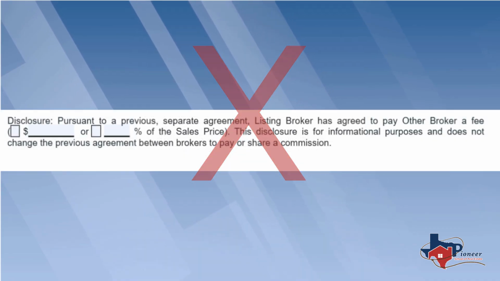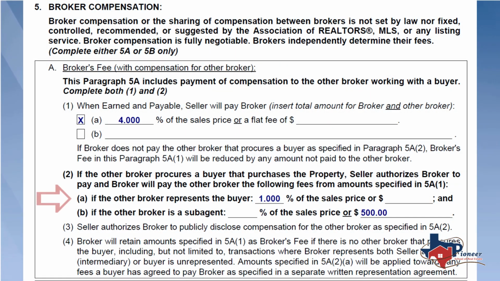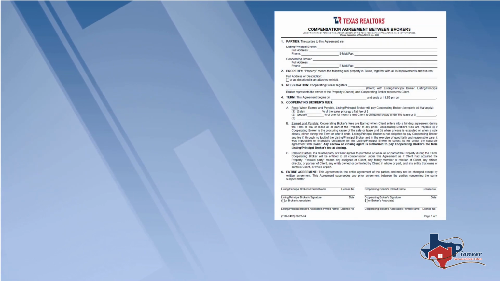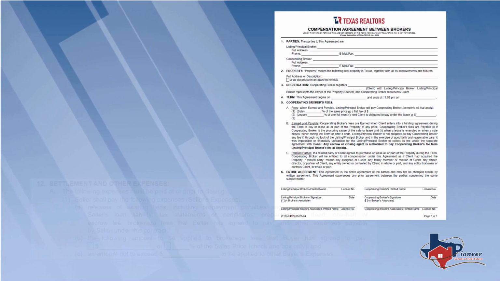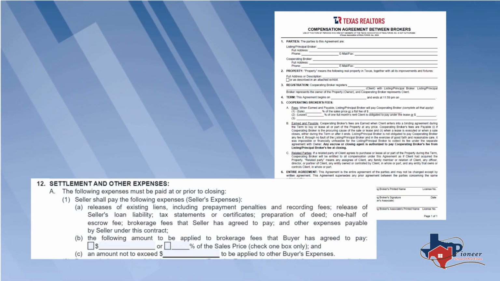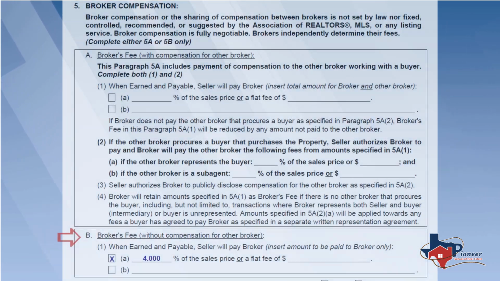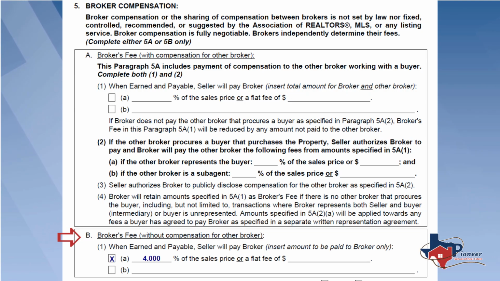If the listing broker's payment does not cover the full buyer's broker fee, the seller can agree in the sales contract to pay the difference. Part of the fee would come from the listing broker under the compensation agreement between brokers, and the rest from the seller through paragraph 12A1B. If the seller does not agree to pay any of the buyer's broker fees, the buyer is responsible for paying their own broker fee under the terms of the buyer's representation agreement.